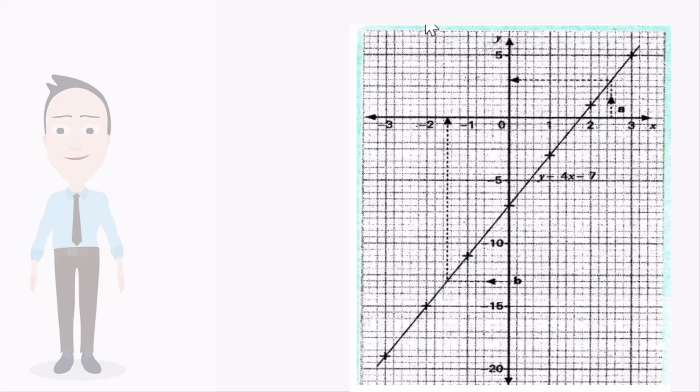Note this. Since the graph of a linear equation is always a straight line, it is sufficient to plot only 2 points to be able to draw the line.